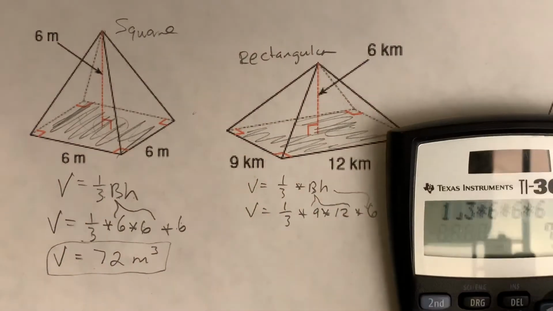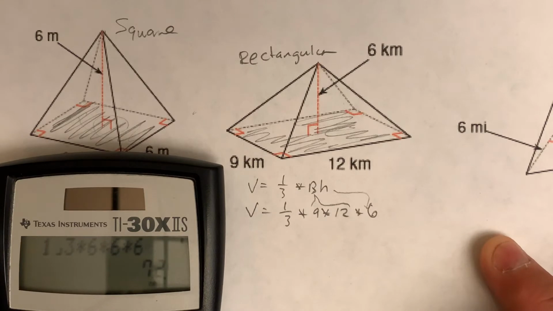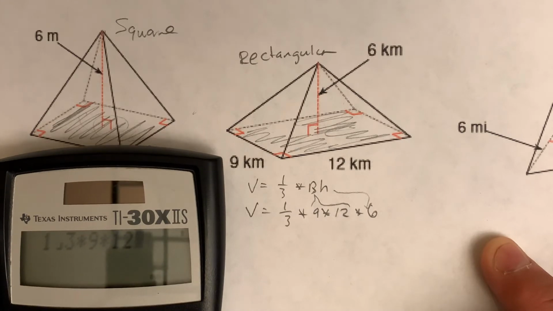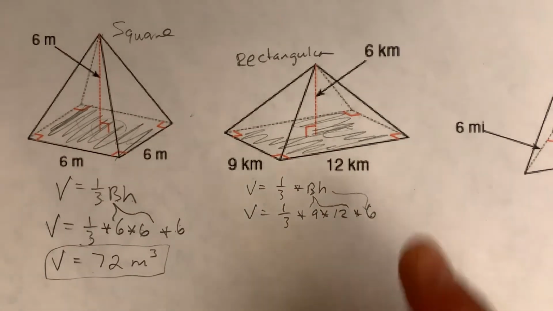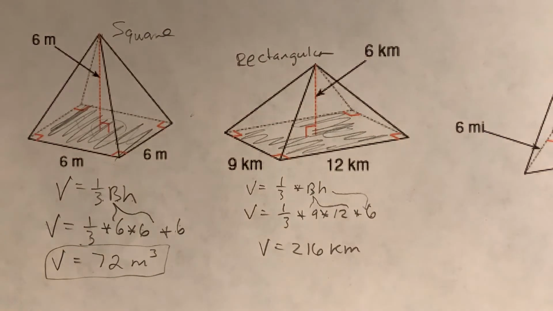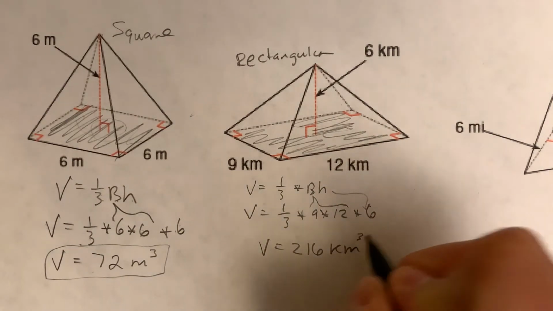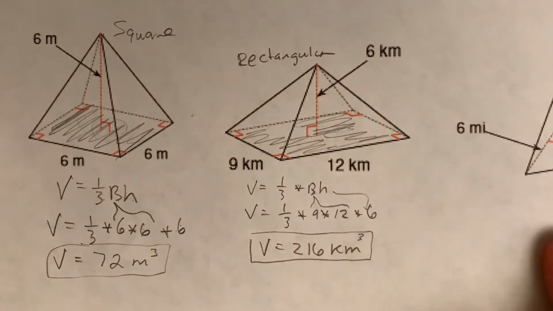So let's bring it over this way this time. Calculator over there. And we have 1/3, using the ABC button again for that. Times 9 times 12 times 6. 216. So this one's going to be 216 kilometers. That's right, cubed. Hopefully some of us knew that before I said it. I was trying to pause and see what you guys thought.